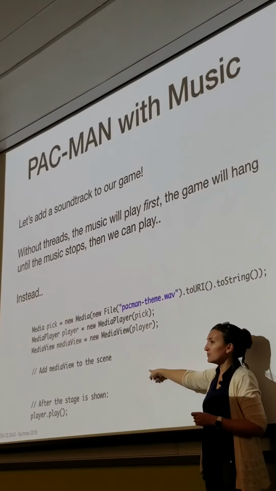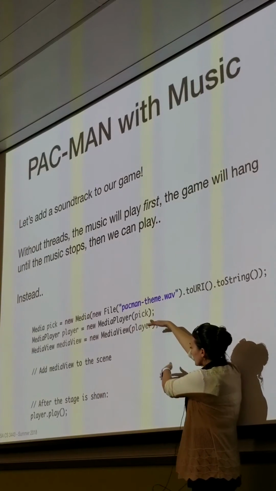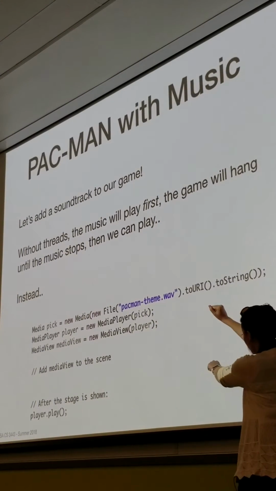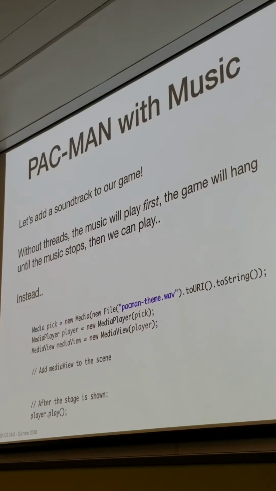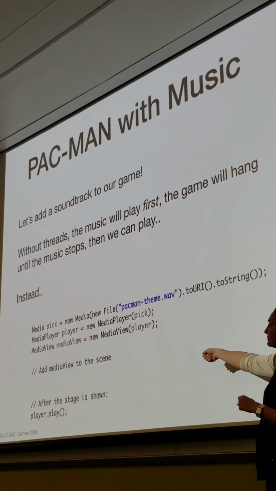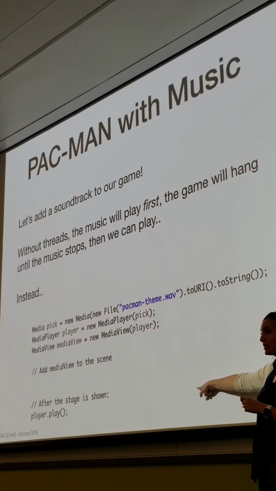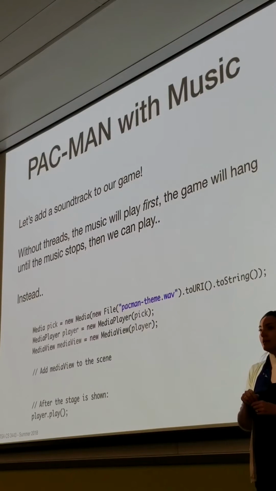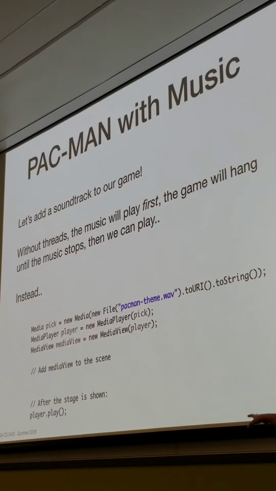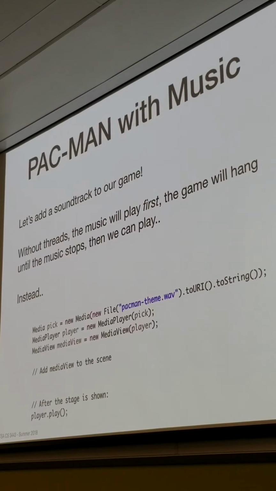I need to add the media view to the scene. So inside of Main.java, where we're setting up a scene and adding the scene to the stage, we're going to say scene.add media view. And then after you do primaryStage.show, I'm going to call player.play. This is really important to do after you show the stage, because the user needs to see the app first and then play the music. If you do it before that, it's going to play the music entirely and then show the user the app. Very frustrating. I get a lot of emails about this one.